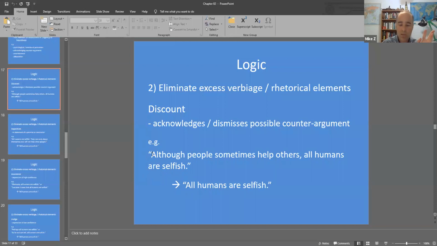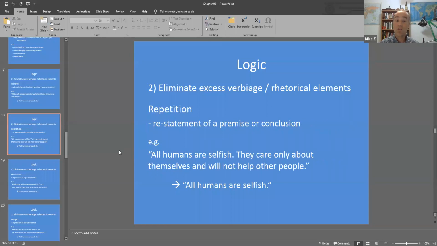The part 'although people sometimes help others' is just acknowledging that there might be some reasons for not believing this statement that all humans are selfish. But that's not the core. When it comes time to deciding whether this ultimately is a good argument or not, the statement is all humans are selfish. So that's what we preserve. And we just get rid of this whole 'although people sometimes help others' business. Okay, another one is repetition.